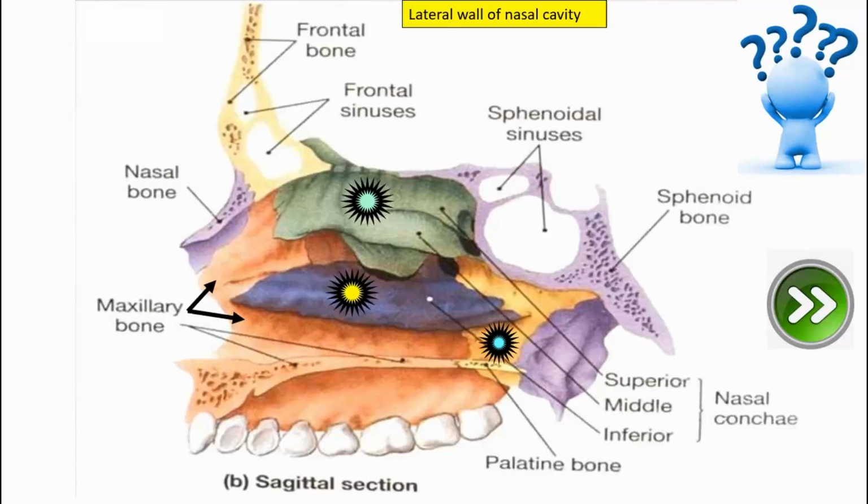Does the palatine bone, the posterior part of the hard palate, form any part of the nose? The answer is yes. It makes the posterior part of the floor of the nasal cavity and part of the lateral wall.